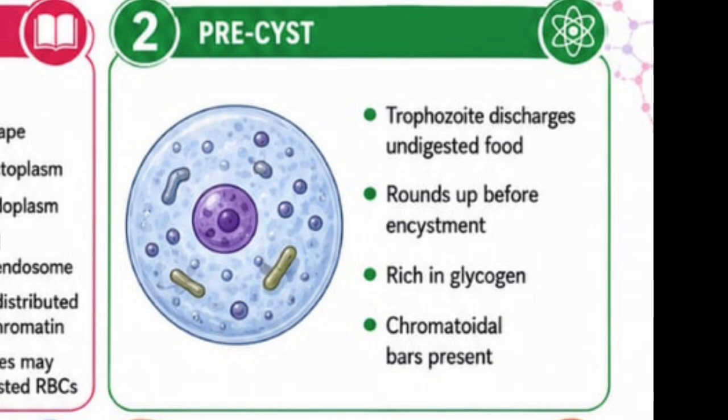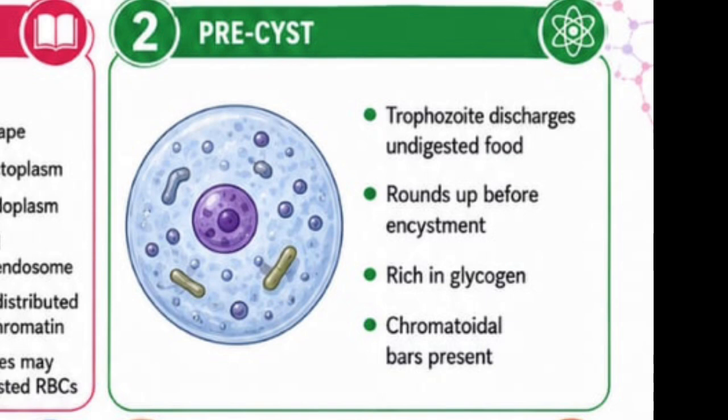Excystation gives out the trophozoite. The trophozoite begins to multiply by binary fission. They become many and damage the intestinal mucosa, and thereby encyst themselves and are released in feces. Before they encyst, they form what we call a pre-cyst. The pre-cyst is not a complete cyst. It is rich in glycogen and has chromatin bars: the chromatin granules are not small and round, they are shaped like a bar. It is not a full cyst.